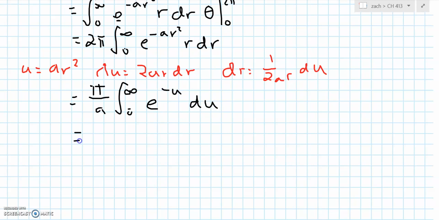So this integral is something that we did at the beginning, actually. So we know that the result is just going to be what we have. We take the integral, it's minus pi over a, e to the minus u, evaluated from 0 to infinity. So this is just equal to pi over a. Right? That was what we did in the first problem.